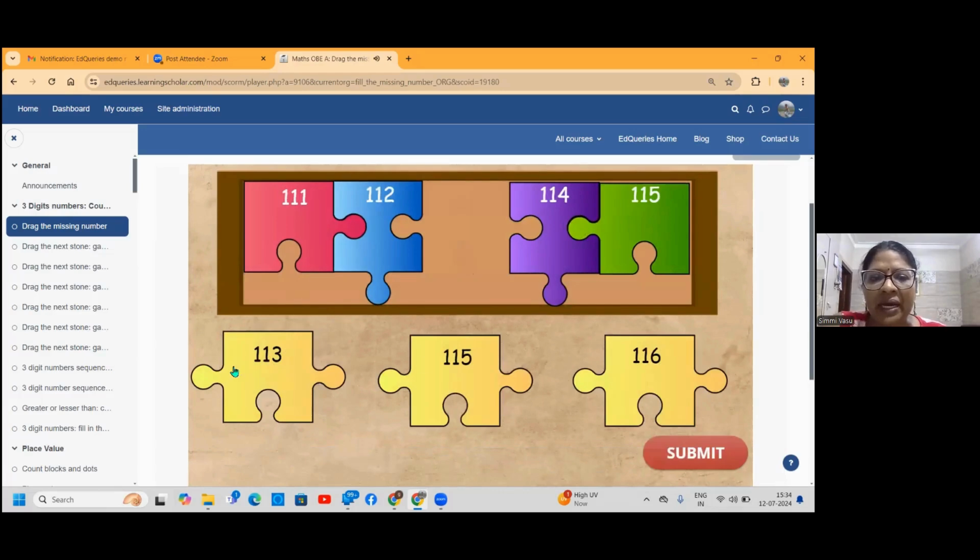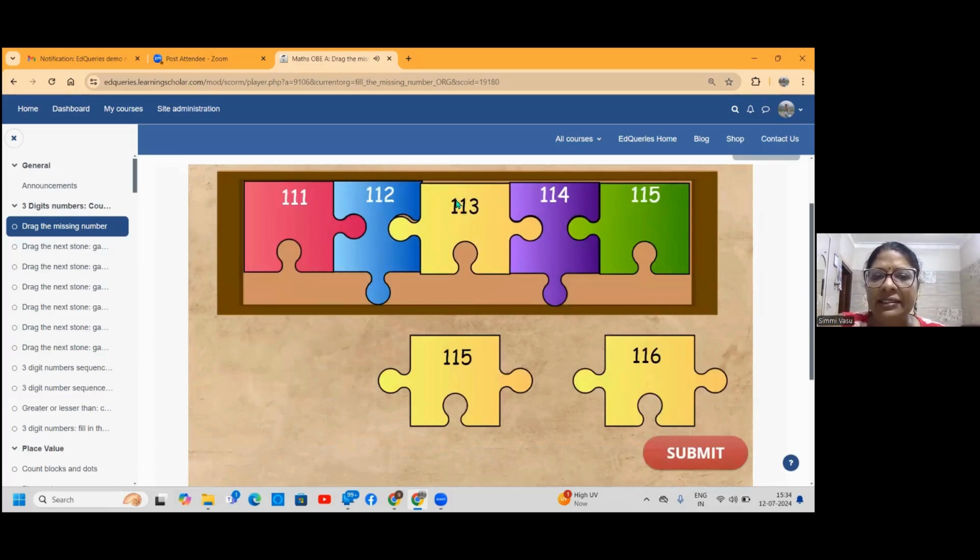Like if I have put 113 here, I mean, I've made the child put 113 here, then I tell him, okay, why don't you read the numbers? It is 111, 112, 113, 114, and 115. So in a way, it is revision of the numbers also. So make the child talk if he's verbal, or point also if he's non-verbal. Now, once we have these numbers, then we have three-digit number sequence also.